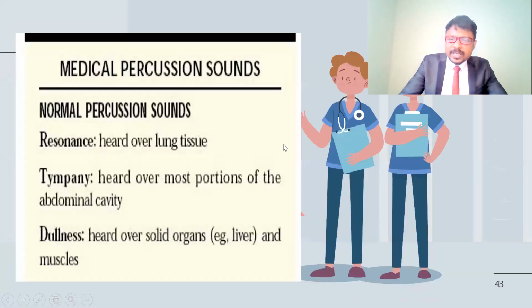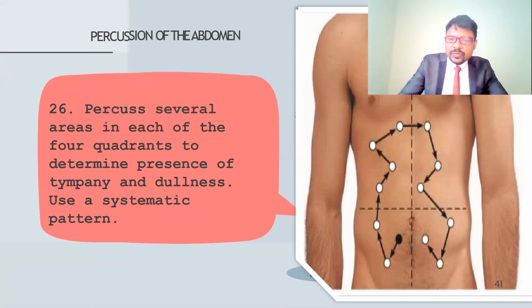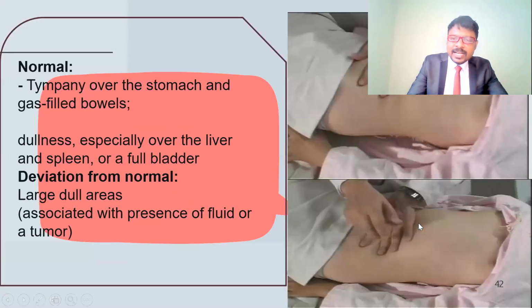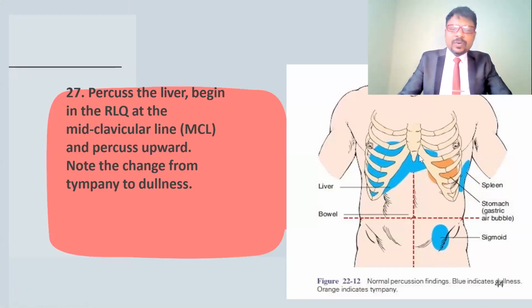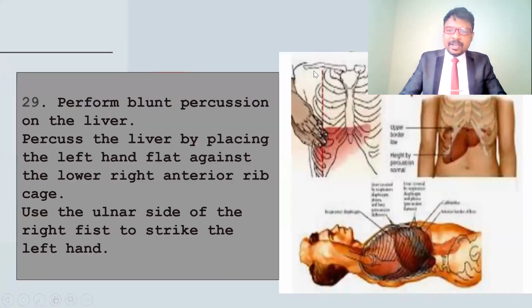So just now we discussed how the percussion is done. We start from the lower quadrant and go upwards. Is there any abnormality? We have to find out. That is exactly in the right lower quadrant on the mid-clavicular line. The mid-clavicular line: take the clavicle and draw a line vertically downwards, so that it intersects the clavicle into two halves. That is called the mid-clavicular line. This is important.